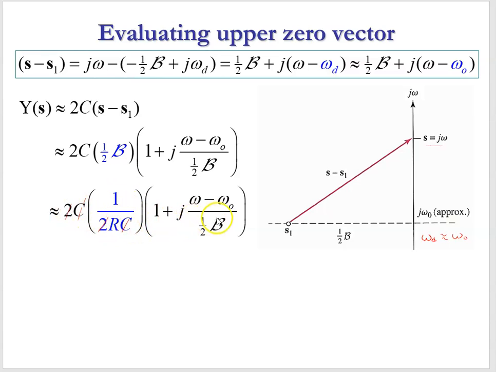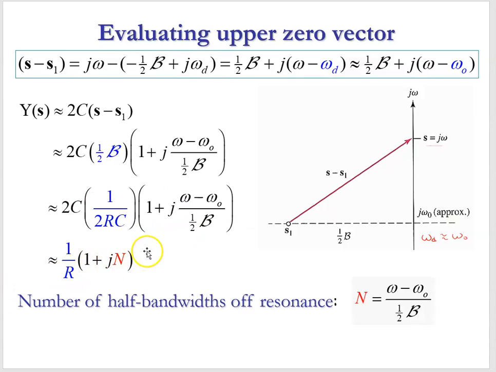Then we can cancel the 2's, we can cancel the c's. We end up with just 1 over r times this term here. This is 1 plus j times, what is this number here? Omega minus omega naught divided by the half bandwidth. That's the number of half bandwidths off resonance. So omega is that operating frequency, and we're subtracting out our resonant frequency and dividing it by the half bandwidth. So that's the number of half bandwidths we are off resonance.